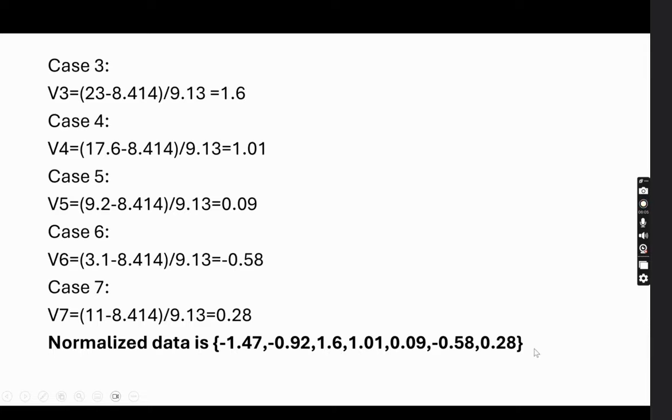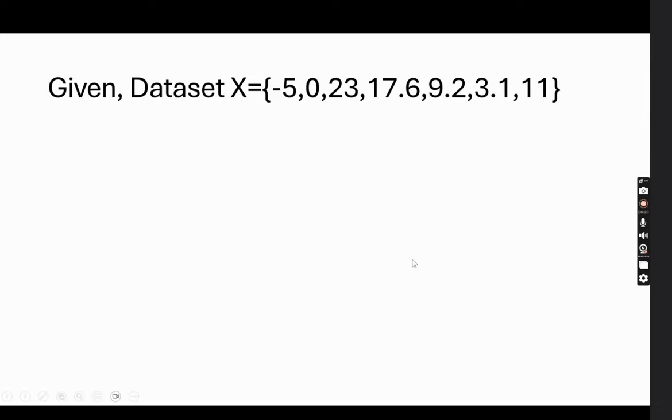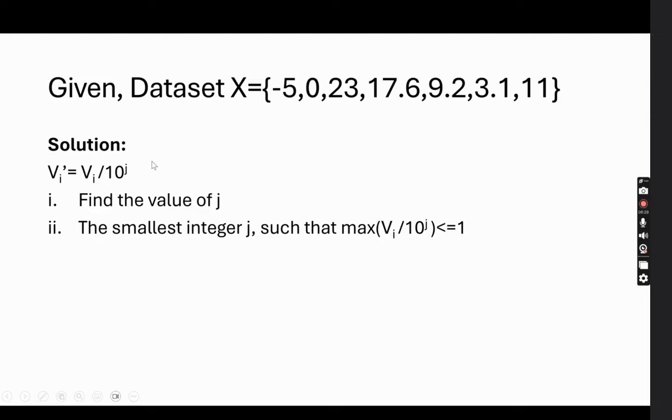And the next normalization problem is based on the decimal scaling normalization technique. This is also another technique which is used to find the normalized data for the given high-dimensional data set. Let us consider the same data set we have used previously for the Z-score normalization technique. And here the formula for finding the normalized value is Vi dash is equal to Vi by 10 power j.